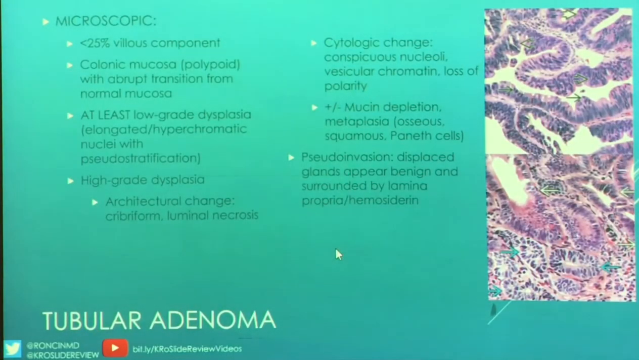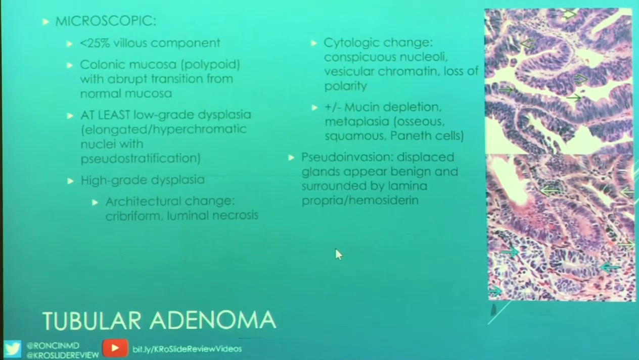Okay, so by definition, these have to have less than 25% villous component. If they have more than that, then you're looking at a tubulovillous adenoma or villous adenoma. The colonic mucosa itself will again have this abrupt transition where you see normal mucosa, then all of a sudden you're in the lesional area.